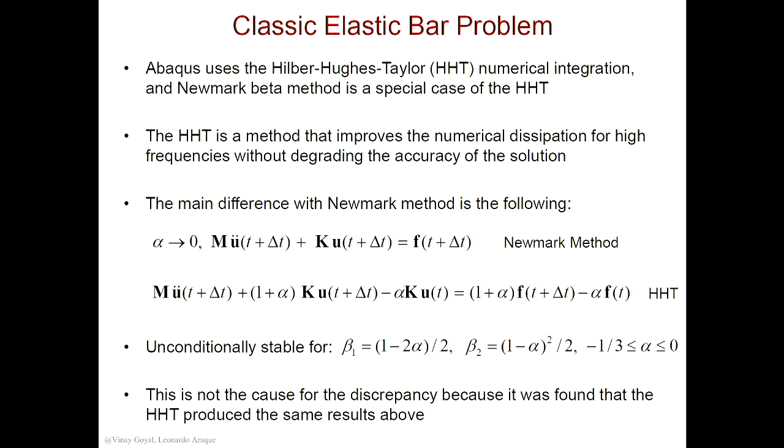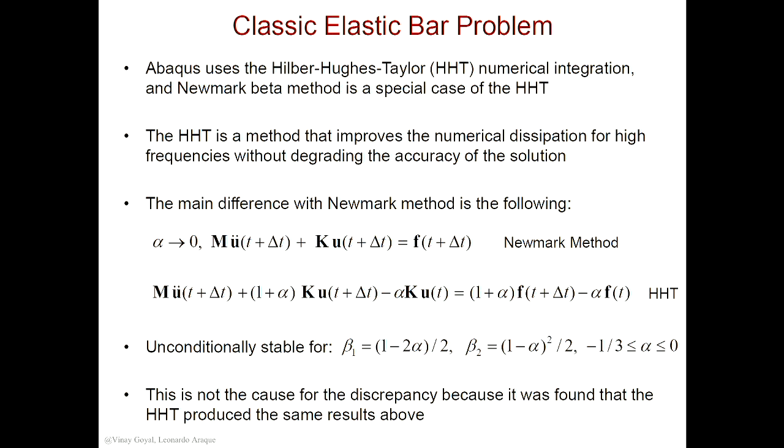Abacus uses HHT to basically improve the numerical dissipation for high frequency modes without degrading the accuracy of the solution. But the main difference when I compare HHT to the Newmark method, it's very simple, is that this is the Newmark method. Remember I said the solution has to be true at this point in time? Yeah?